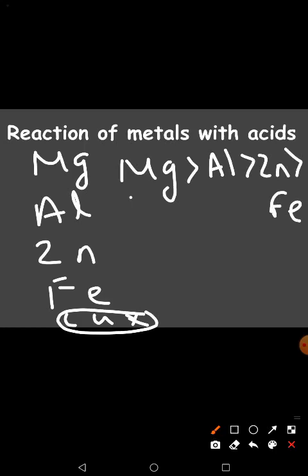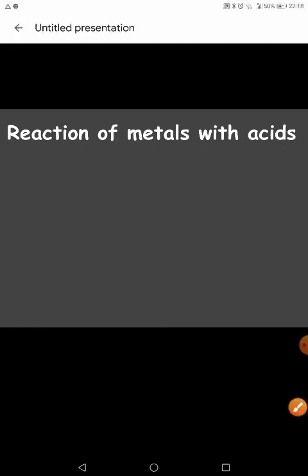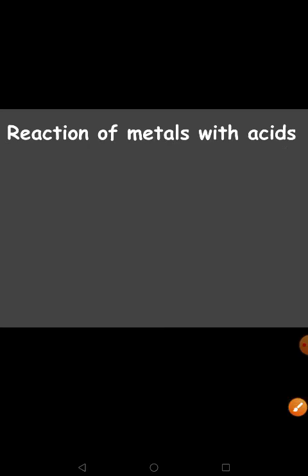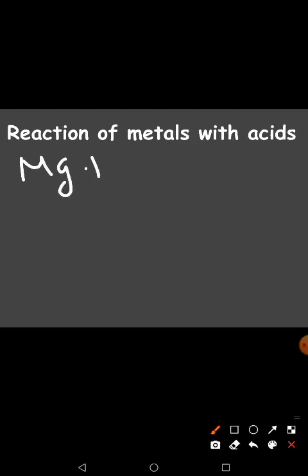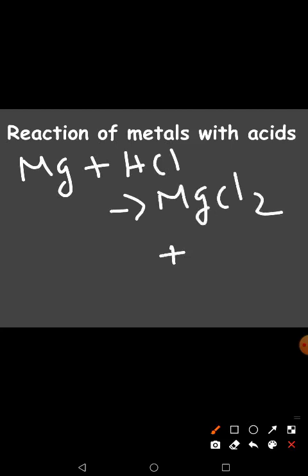Magnesium reacts vigorously with dilute hydrochloric acid, and in your book they have asked you to write the equations of the reaction of these metals with dilute hydrochloric acid. Let me write that for you. First, let me take magnesium. Magnesium reacts with hydrochloric acid to give MgCl2 plus H2. So let's balance. Here you put a 2.